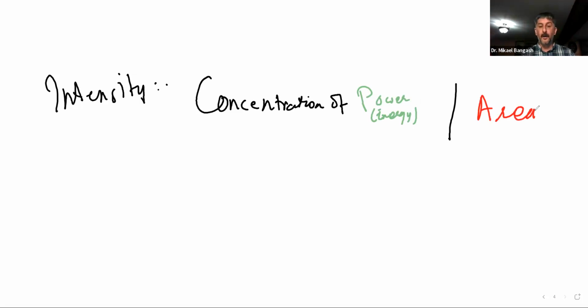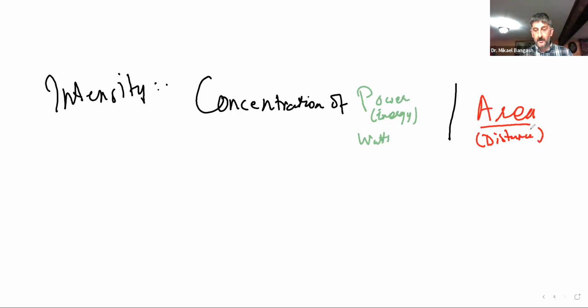But we already know that here the unit is going to be a unit of watts, or a multiple of watts, or a fraction of watts. Whereas you should already know that the unit for area is going to be any unit of area, or distance squared. Is that clear?